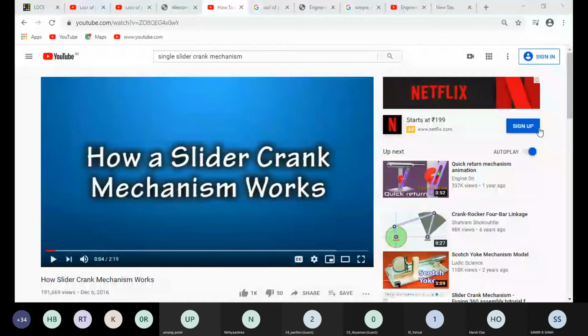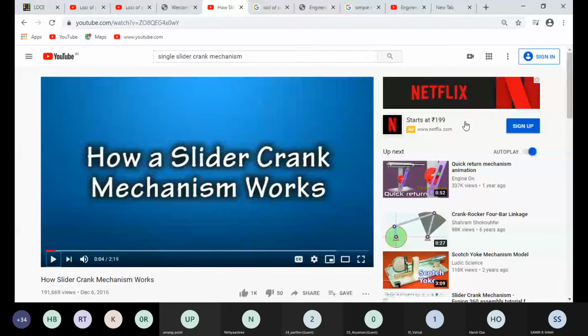Now I will briefly discuss the slider crank mechanism. Why is it necessary? If you look at automobile parts, in the engine there is a piston. With the help of the piston, pressure is created, and with that pressure the whole vehicle can work. So the slider mechanism is a very important part of the automobile sector.